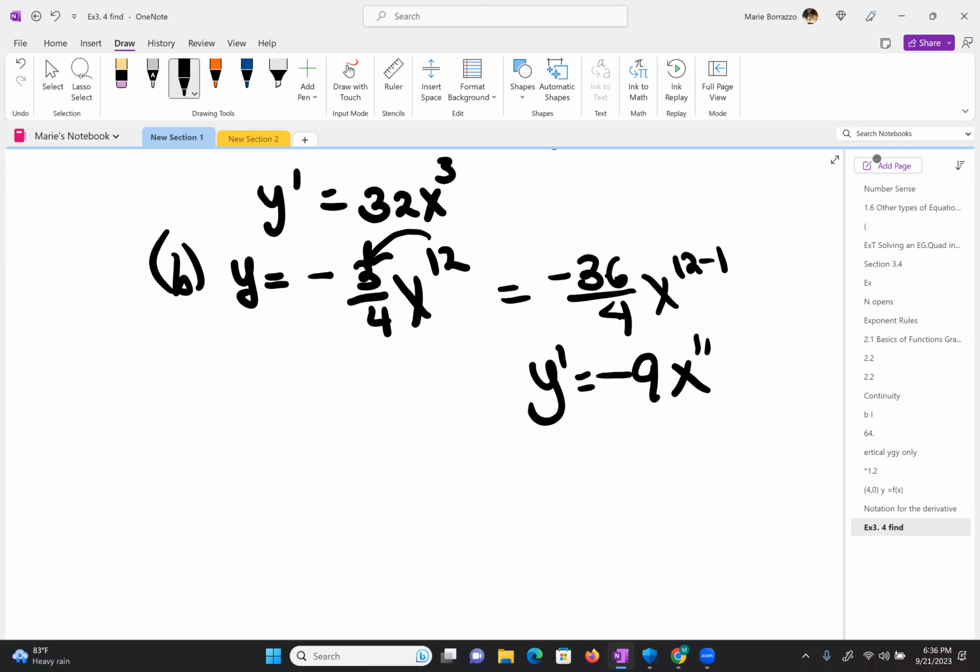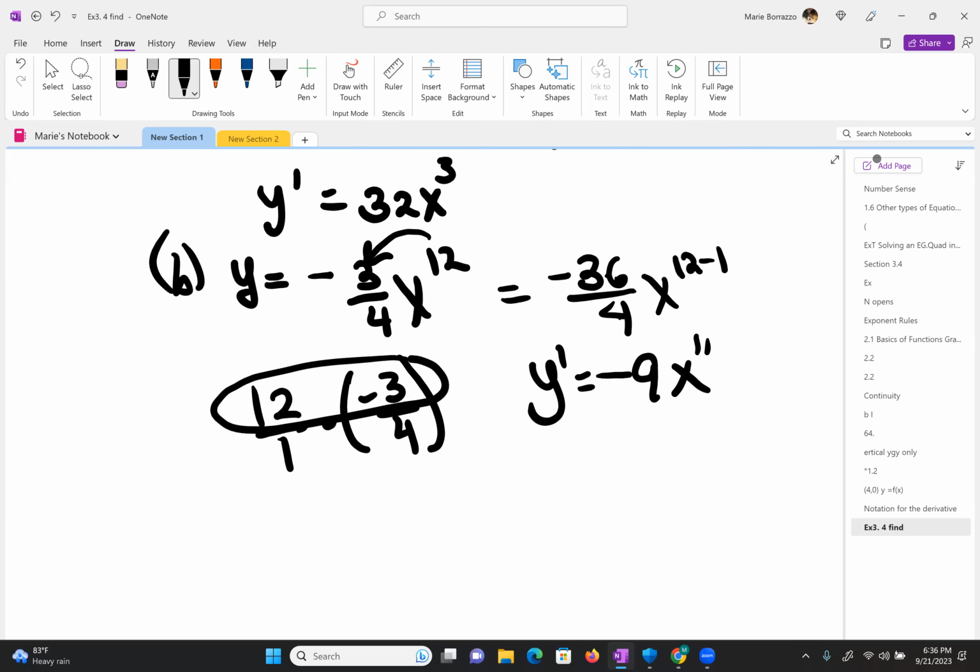Why would 12 only go on the top, in the numerator? I'm multiplying a whole number, which is 12 over 1, times a fraction, which is negative 3 over 4. And so this is how I get negative 36, and that 1 times 4 is the denominator. That doesn't change. And now divide 4 into negative 36. That's negative 9.